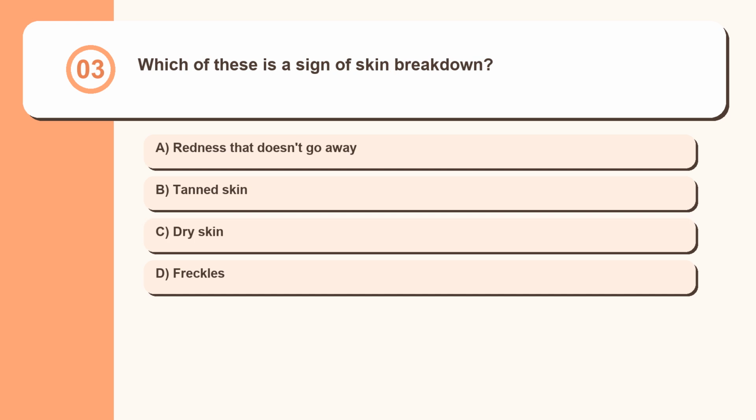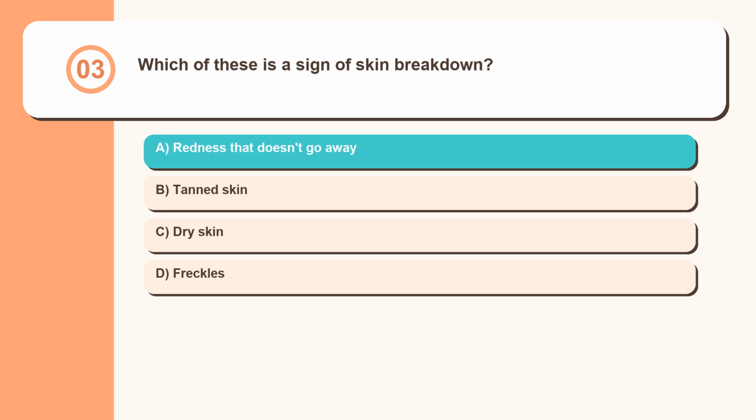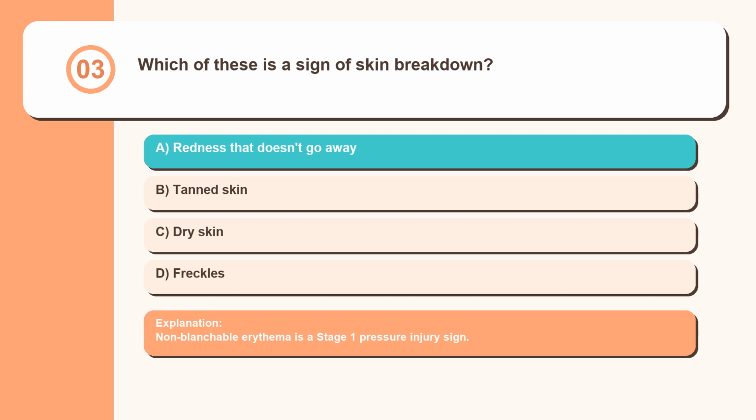Question 3. Which of these is a sign of skin breakdown? Redness that doesn't go away. Tan skin. Dry skin. Freckles. Non-blanchable erythema is a stage 1 pressure injury sign.